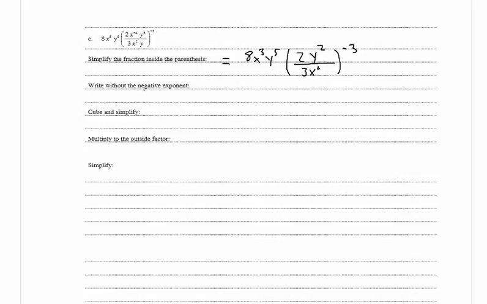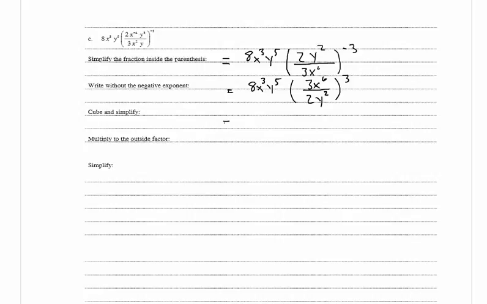And now we want to write it without a negative exponent, so we're going to have 8x cubed y to the 5th. And remember, if we have a negative exponent outside the parentheses, we can take the reciprocal of our fraction and write it with a positive exponent. So we're going to have 3x to the 6th divided by 2y squared cubed. And now we want to cube and simplify.